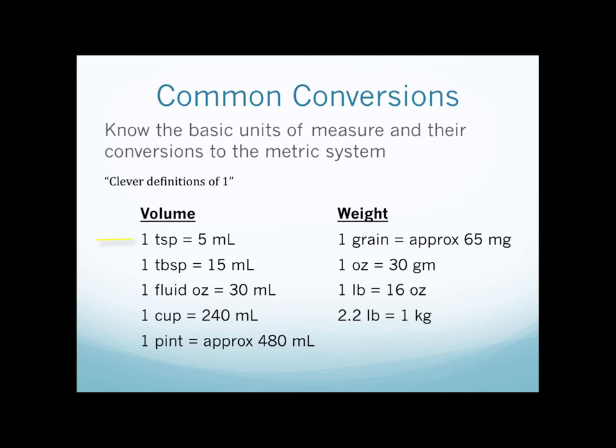First one is 1 teaspoonful is 5 mLs. A tablespoonful is 15 mLs. A fluid ounce is 30 mLs. A cup is 240, and a pint is about 480 mLs. The weight conversions that I think you should memorize: 1 grain is 65 milligrams, 1 ounce is 30 grams, 1 pound is 16 ounces, and there are 2.2 pounds in a kilo.